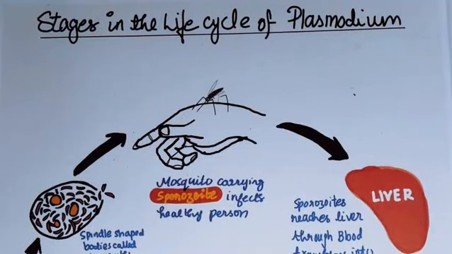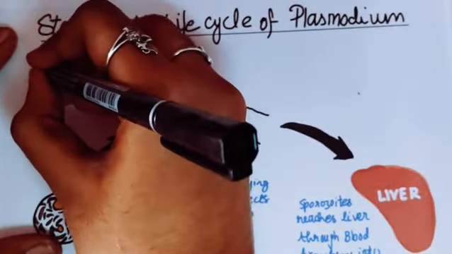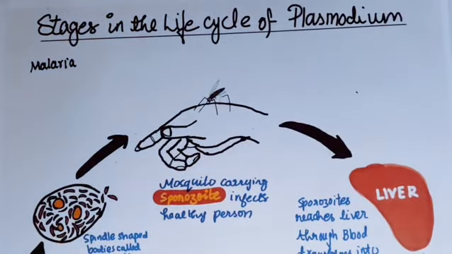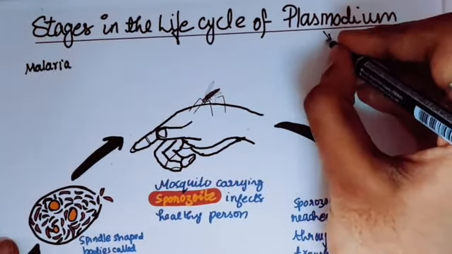Hello everyone. Today we are going to learn the life cycle of Plasmodium. So before we go into the life cycle of Plasmodium, we'll understand what disease it causes. It causes the disease called malaria. So Plasmodium belongs to which kind of microbe? It is protozoan.